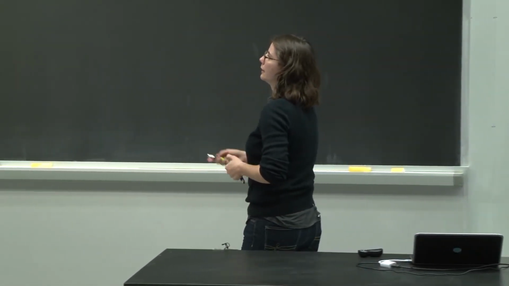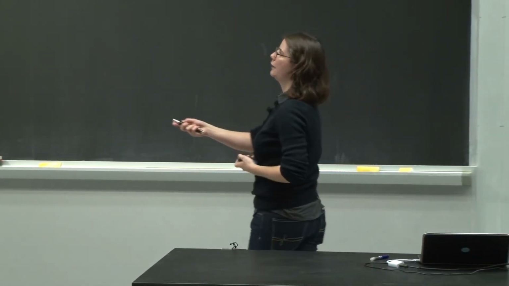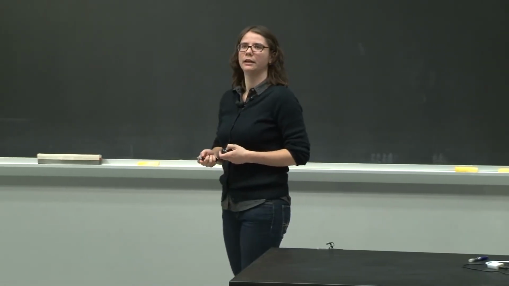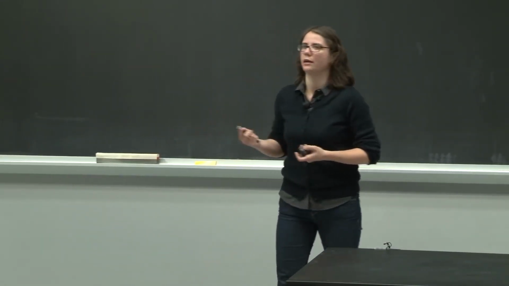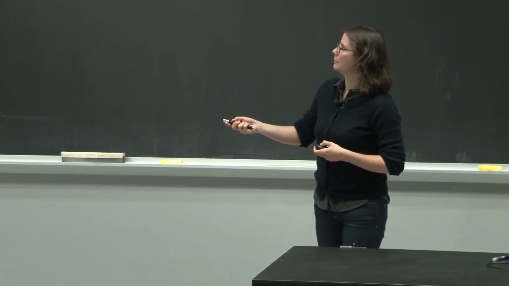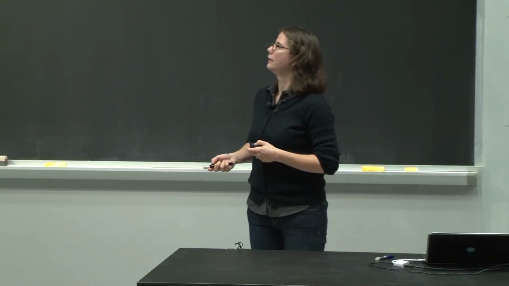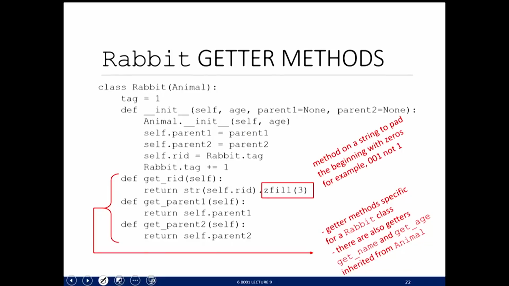So that's how the init method of rabbit works. Okay? So we have these tags that keep track of how many rabbits we've created. We have some getters here to get all the parents. So now let's add a somewhat more interesting function.